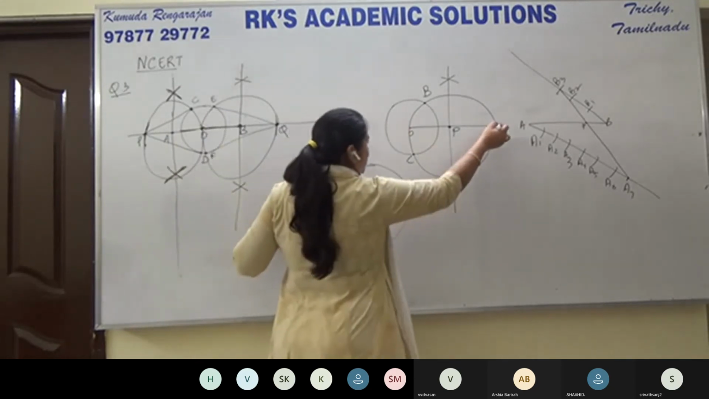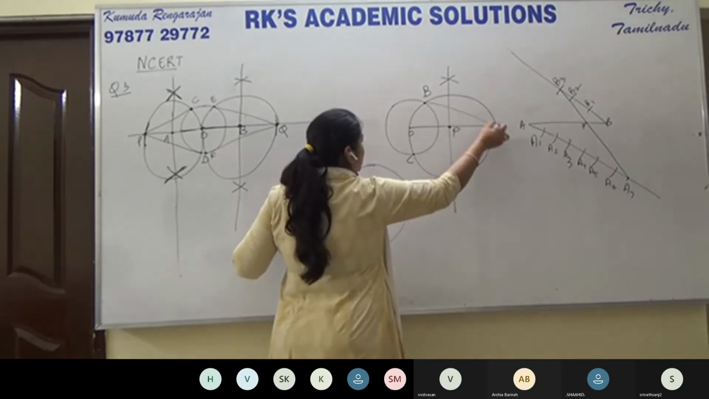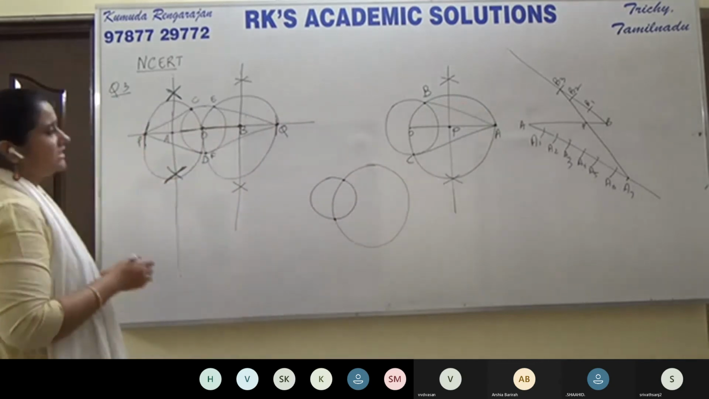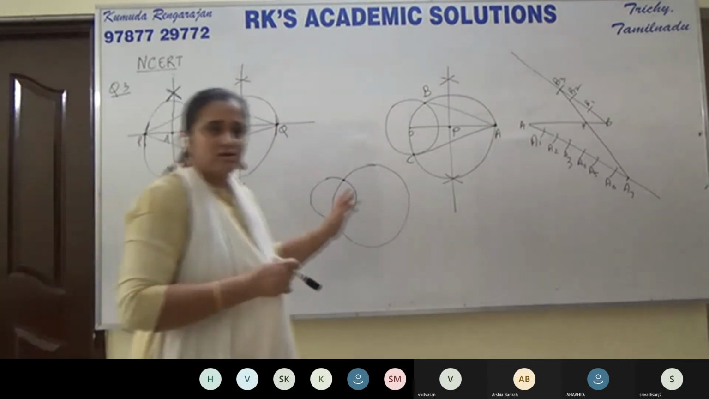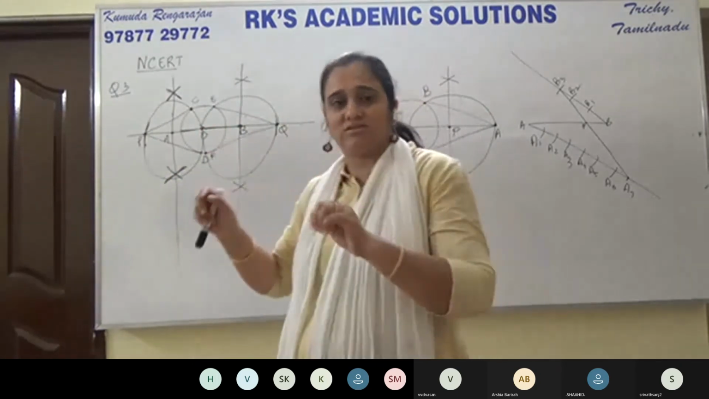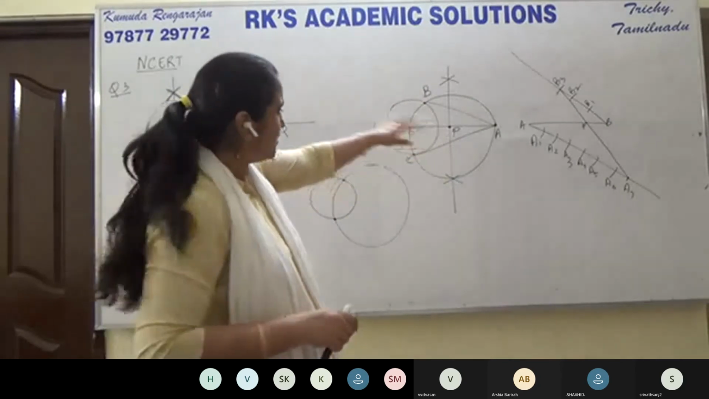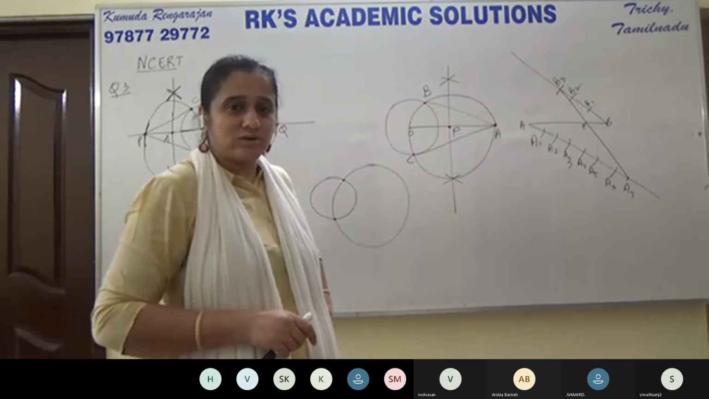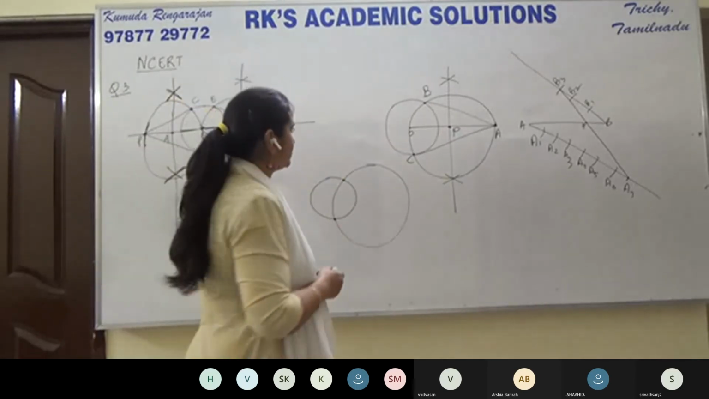Mark them. This is the external point, and you wanted to draw tangents from A. Join AB and join AC. So AB and AC are the required tangents to the given circle. Here we did it for 2 points, P and Q. If it is only from one external point, you will have a construction like this. Using this, I'll tell you why this construction works.